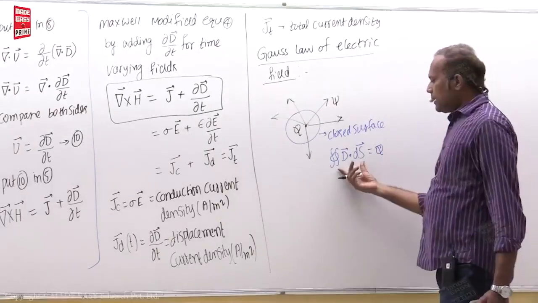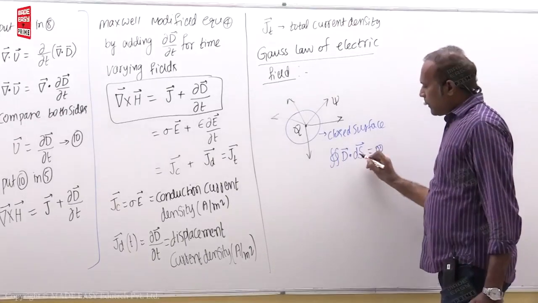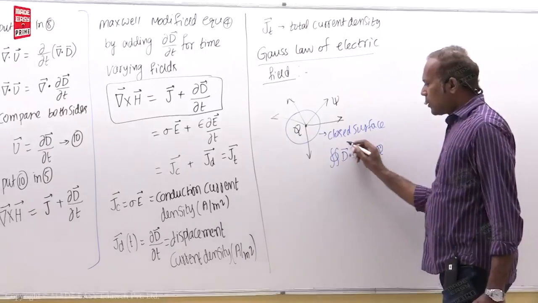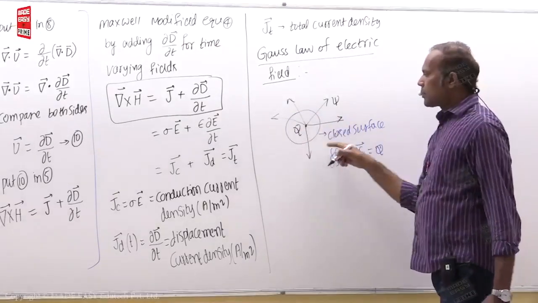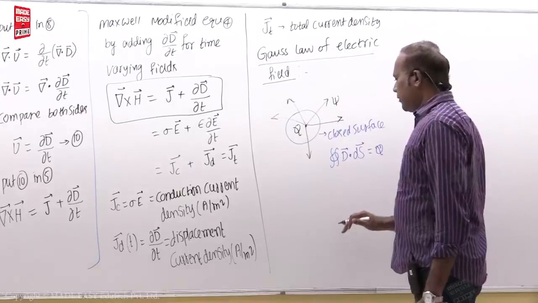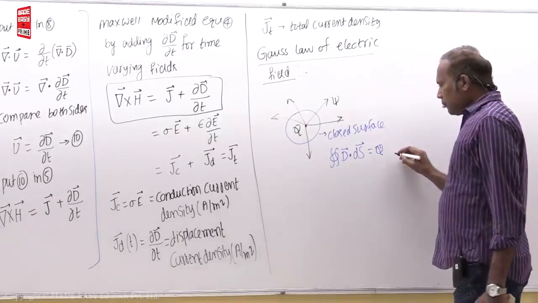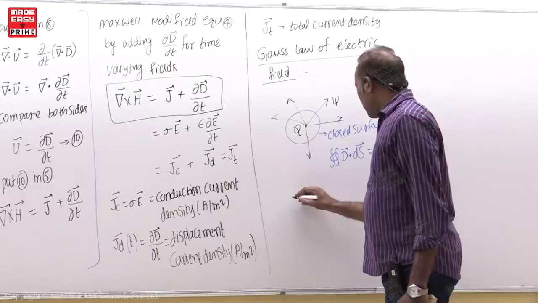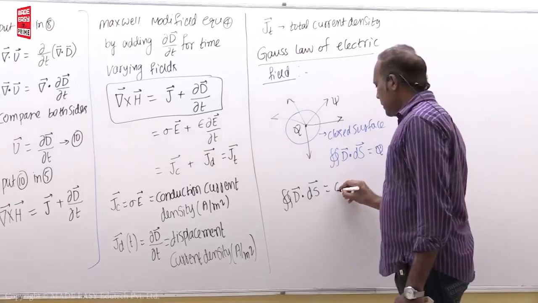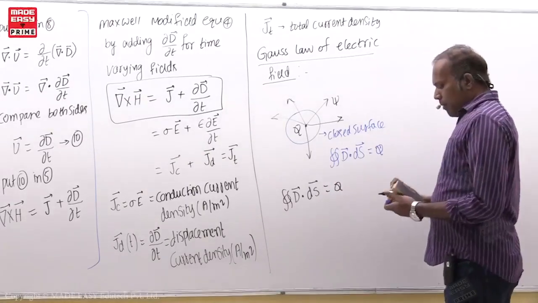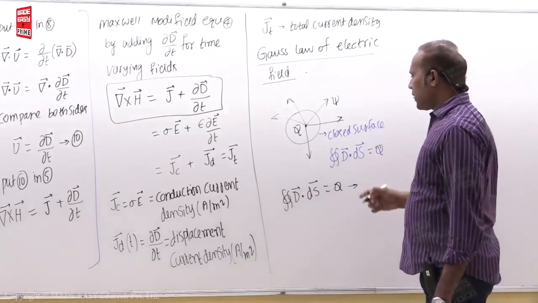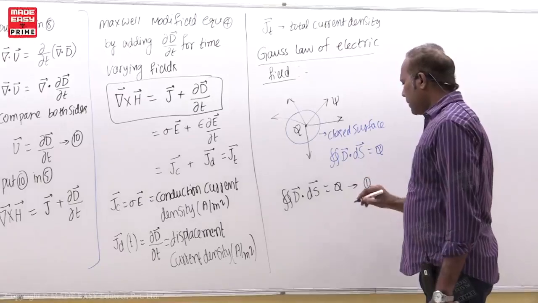Okay, what is this? Electric flux density multiplied with area gives electric flux. Circle means closed, S means surface. Electric flux crossing a closed surface is equal to total charge inside this closed surface. So this is the mathematical equation of the Gauss law of electric field. Okay, students. Now double closed D bar dot dS bar is equal to Q. This is equation number 1.